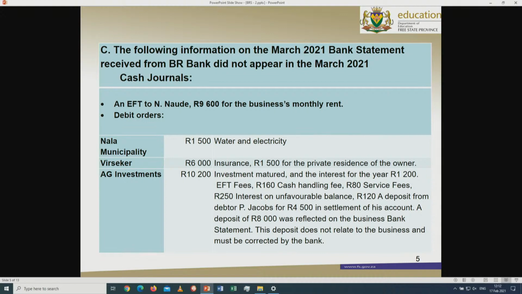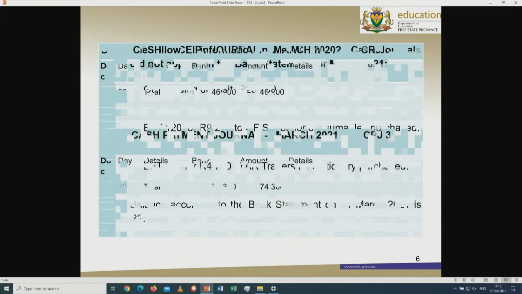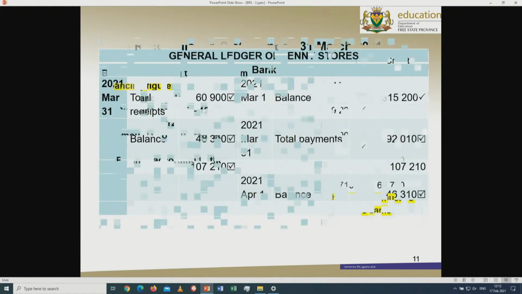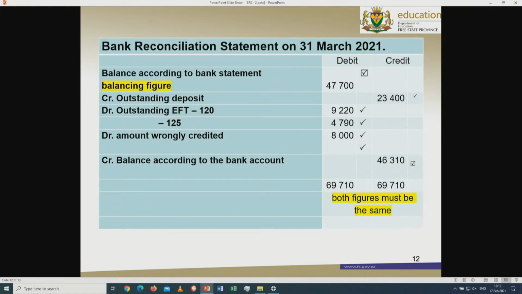Remember, I said when you deposit, bank will credit your account. So it means it was credited by mistake in our bank account. It was not supposed to be in our bank account because it belongs to another business. It relates to other business and not our business. So it was not supposed to be on our bank statement. So if a bank made a mistake, it will be corrected in the bank reconciliation statement. So it's a debit amount wrongly credited. It was credited by mistake.